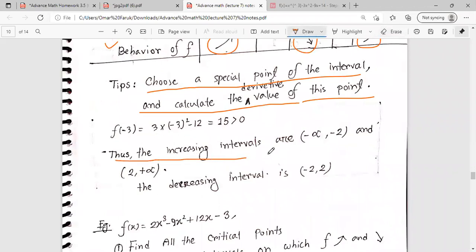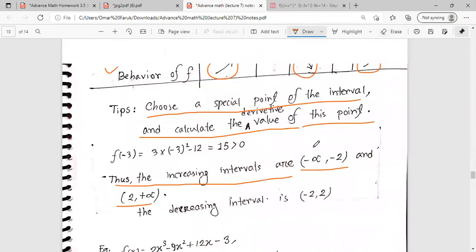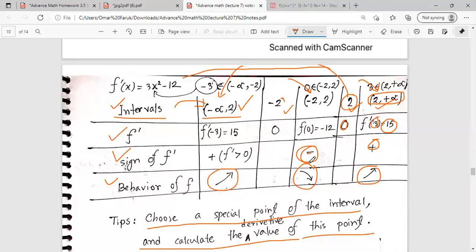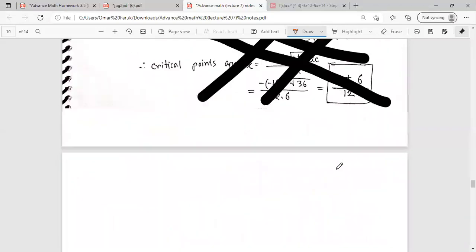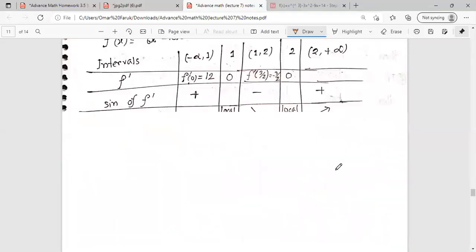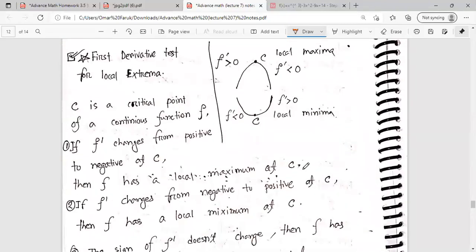Thus, the increasing intervals are minus infinity to minus 2 and 2 comma infinity. So you can see here increasing minus infinity to minus 2, and also here increasing 2 comma plus infinity, and decreasing is here, minus 2 comma 2, because this is minus. Here is some more examples like before, so we don't need to discuss.